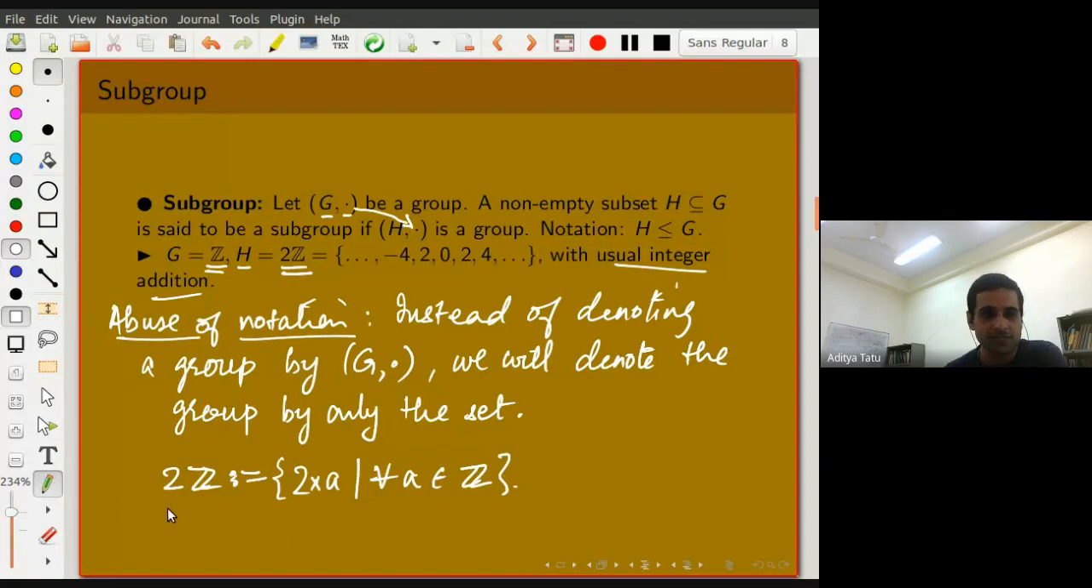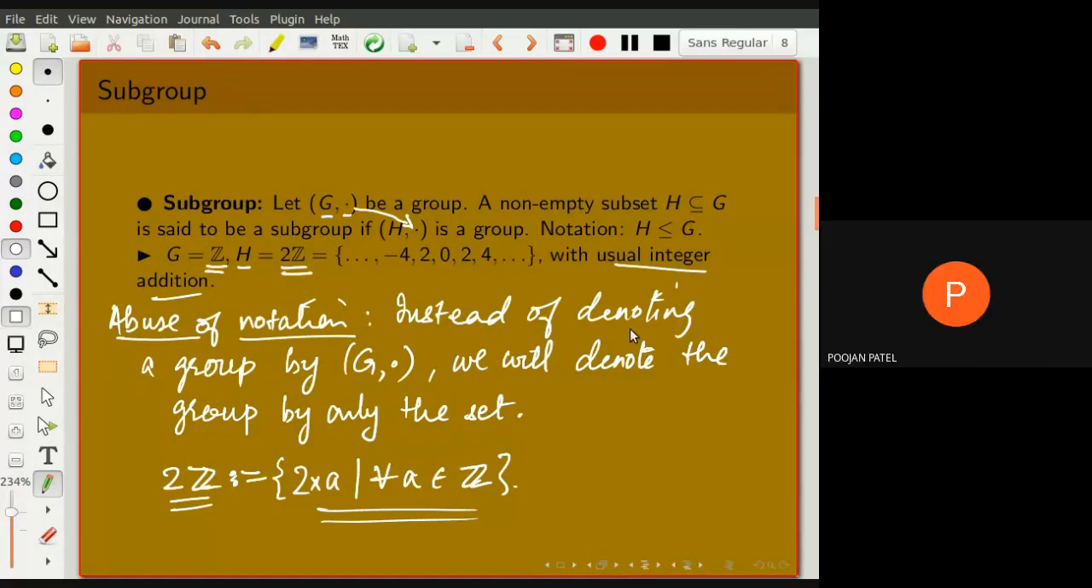Let us get back to this example. By 2Z, we mean this set. For every integer you have, you multiply it by 2, and therefore you end up with all even numbers. So is this a subgroup? Yes, sir.